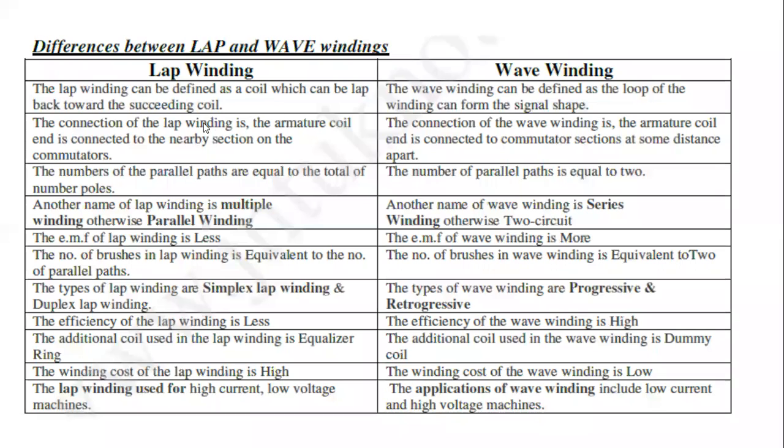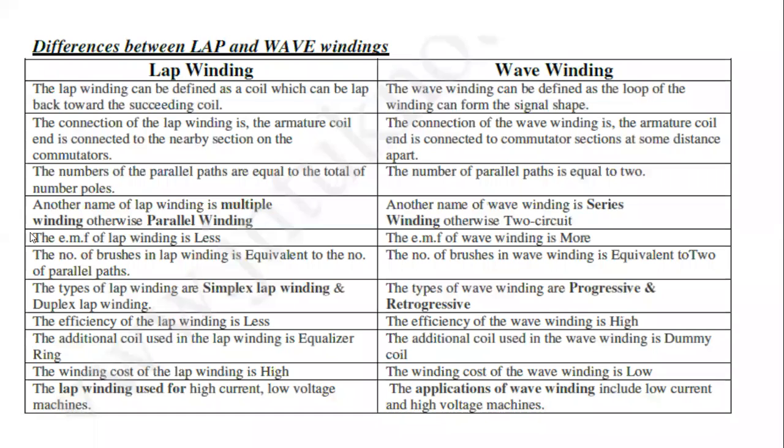In lap winding, the armature coil is connected to the nearby section on the commutator. The connection of this lap winding will be near to the commutator. In wave winding, the armature coil is connected to the commutator section at some distance apart.